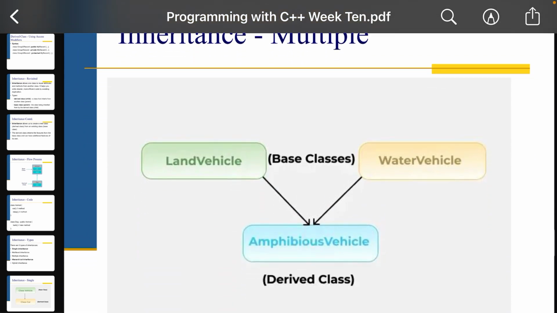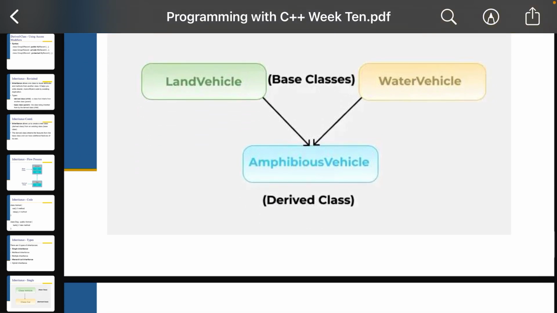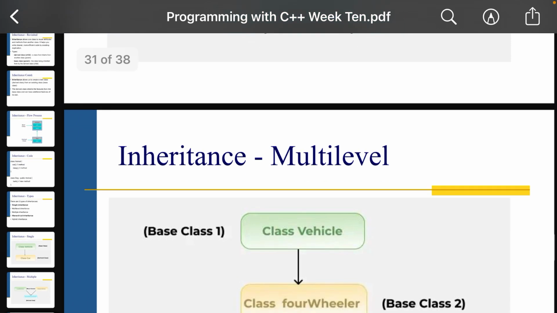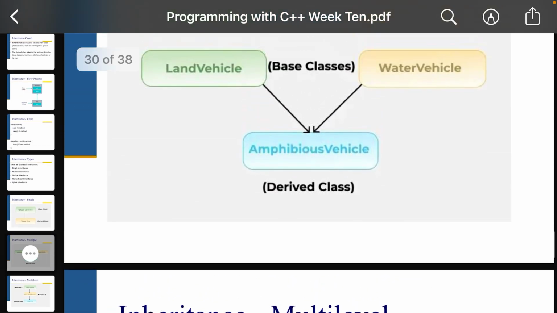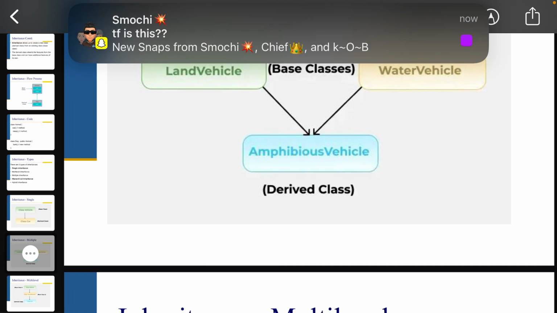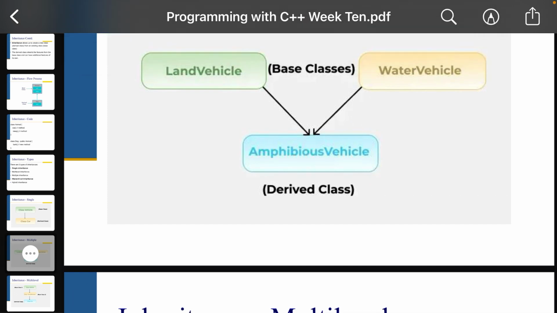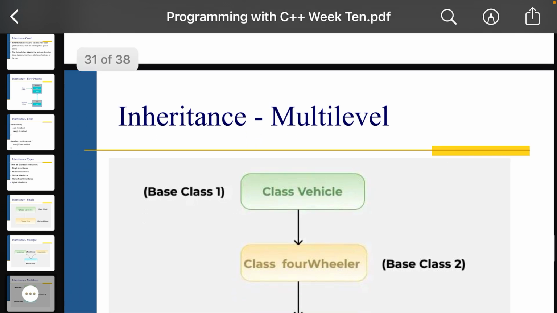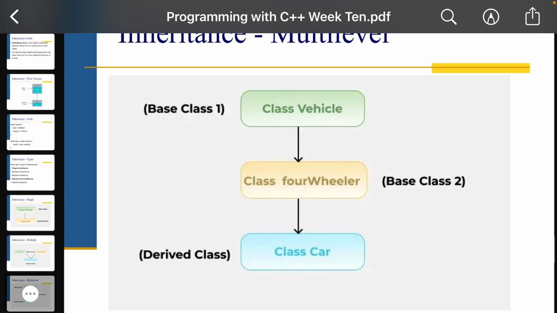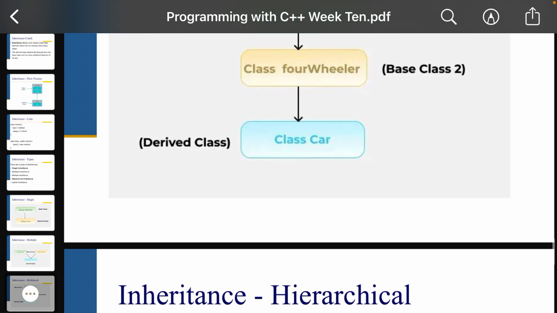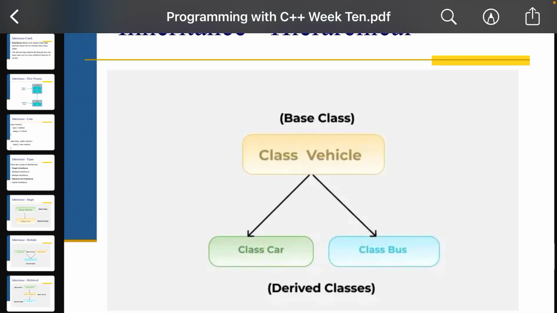And with multiple inheritance, there it is: land vehicle, water vehicle, and amphibious vehicles, whereby the derived class can do both, can be on land and on water. And with multi-level inheritance, we have class Vehicle, class 4-Wheeler, and class Car. And with hierarchical inheritance, this is it: the base class, then a class Car and a class Bus, because a car and a bus are all vehicles.